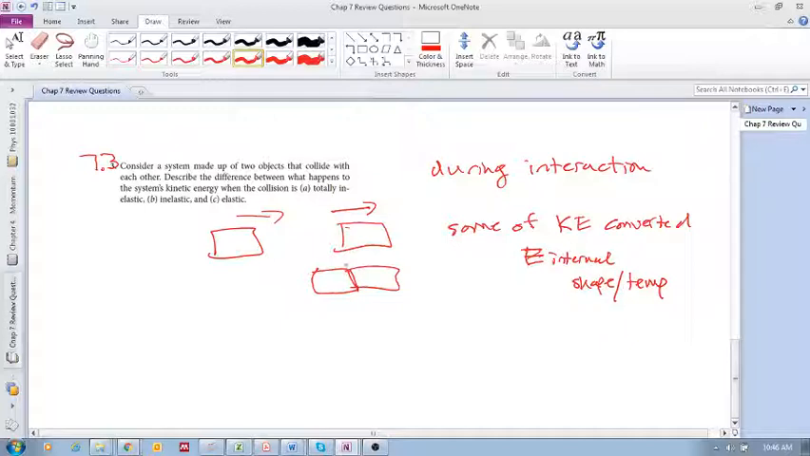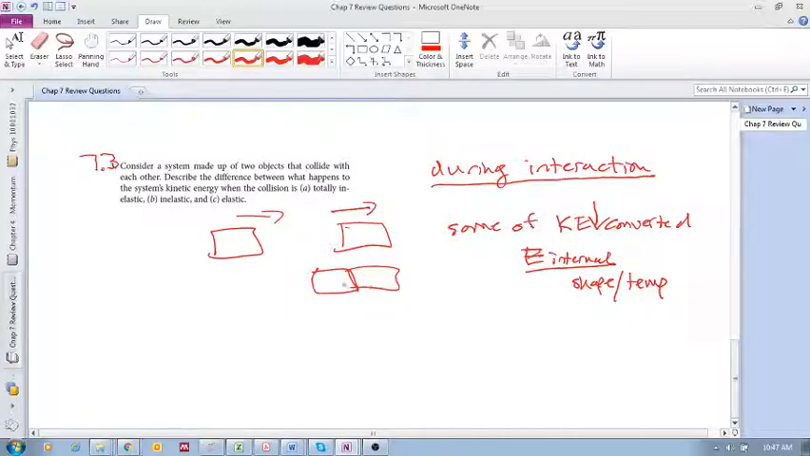So during this interaction, the shape or the temperature, specifically in our case, we're talking about the shape. Well, both, I guess, but the shape changes during the interaction, which means that your kinetic energy goes down. Okay? So whether it's a totally inelastic, inelastic, or elastic, all three of these types of collisions, your kinetic energy decreases. And it is converted to internal energy during the collision.